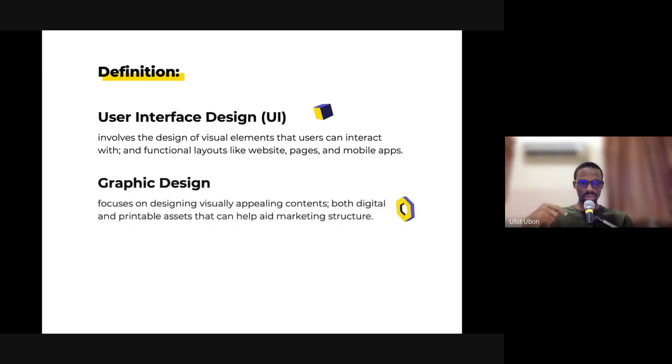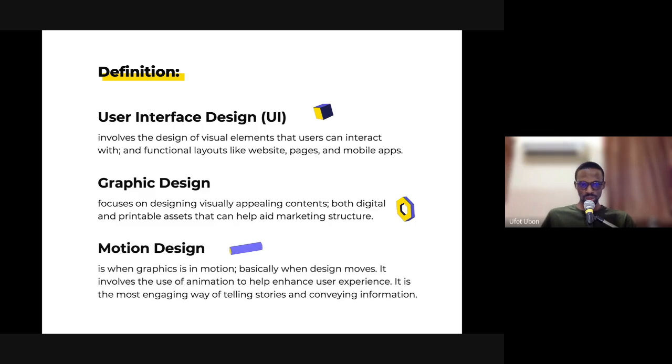And graphic design focuses majorly on designing visually appealing content with digital or printable assets that can help aid marketing structure. The poster that you saw for this particular event, that's graphic design. The basic purpose was to aid and market this session to you. The poster spoke to you about the session. It was visually appealing, and it communicated the information to you. And that's how we're here.